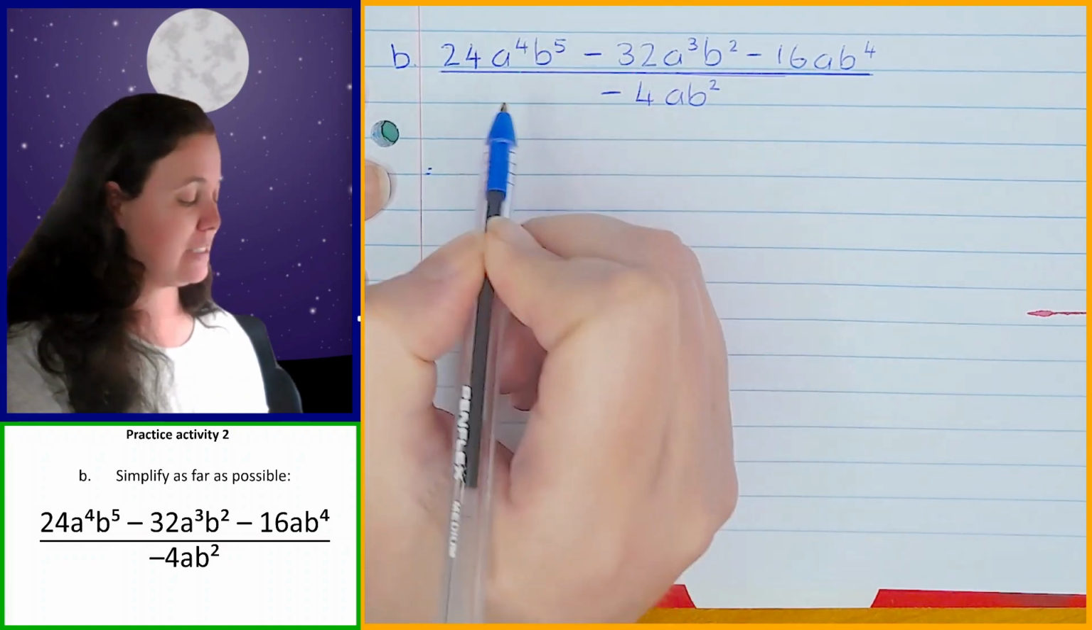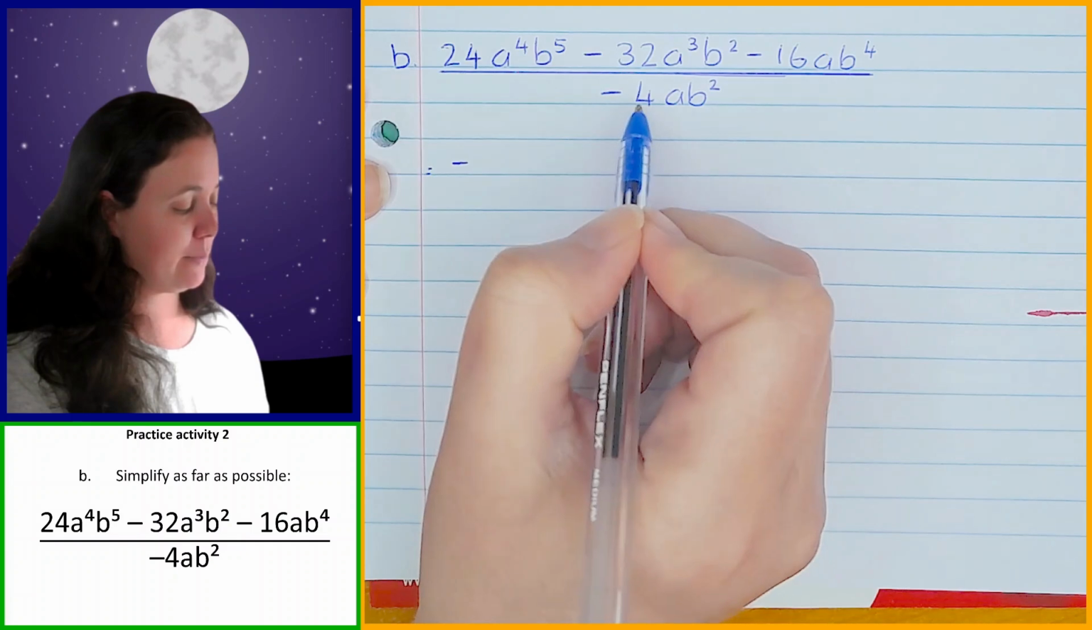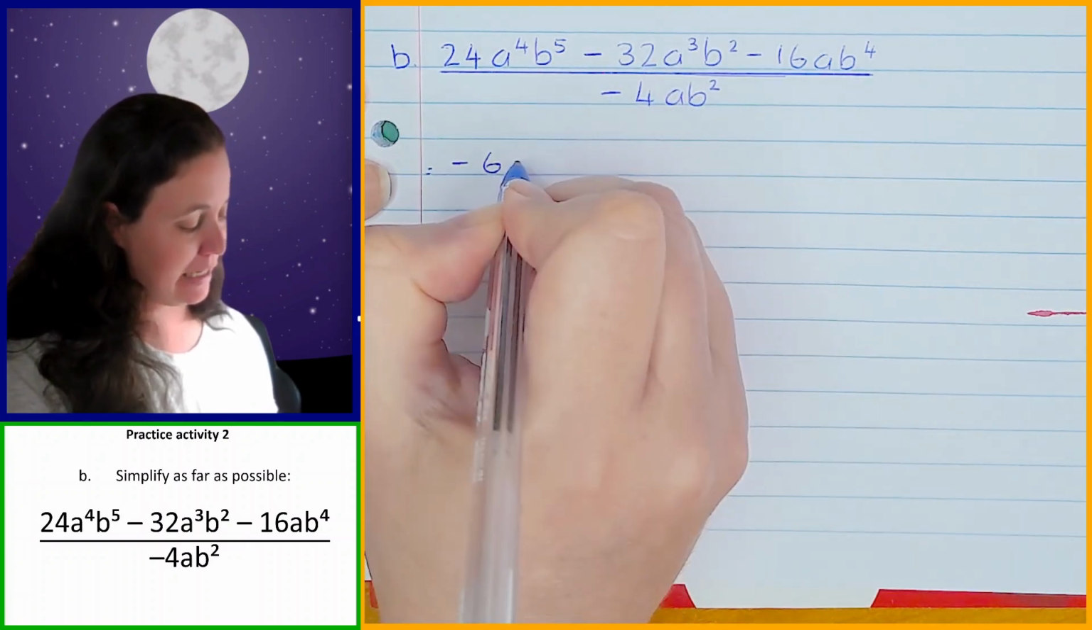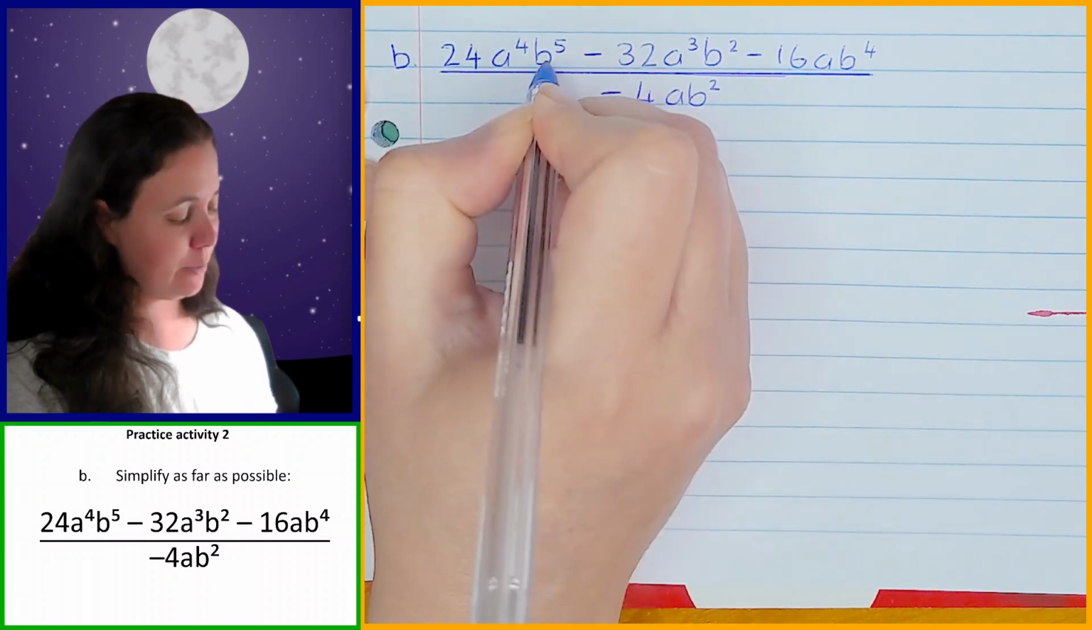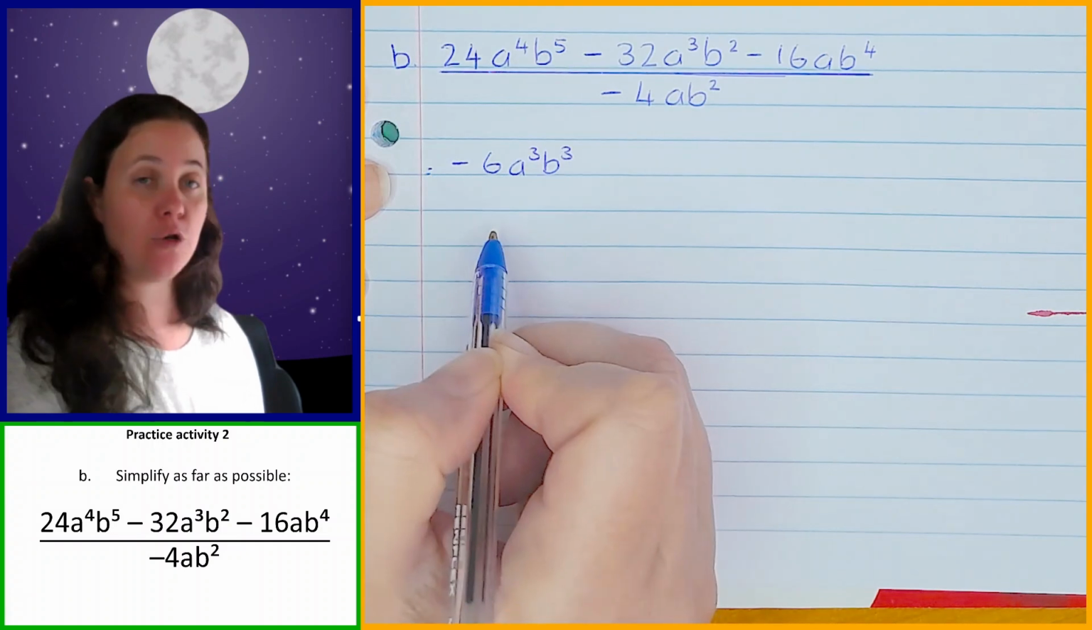Okay, so first, this is a positive divided by negative, that's going to be negative. Then 24 divided by 4 is 6. A to the power 4 divided by a is a cubed. And b to the power 5 divided by b squared is b cubed. Okay, so that's what you get for the first term.